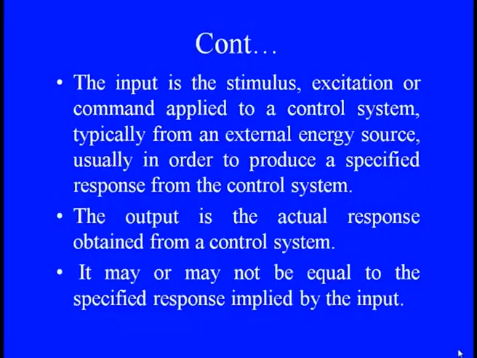So, you see here the two main strategies in the control system, one is the open loop, one is the closed loop. The input is the stimulus, excitation or any command applied to the control system, typically from an external energy source, whatever the type of source is, in order to produce the specified response from the control system. The output is the actual response obtained by the system. As I discussed, sometimes we may have the desired output, sometimes we may not, and that is what we want in the controlled feature.